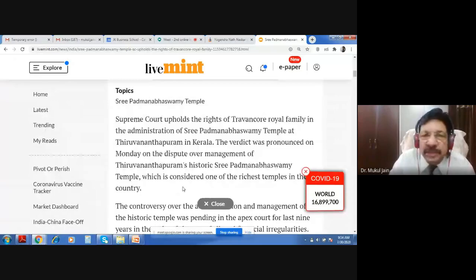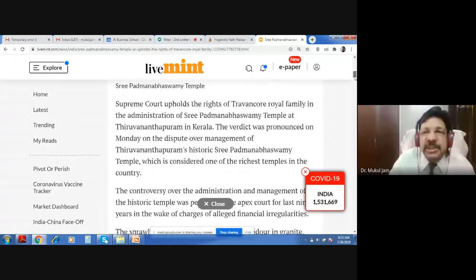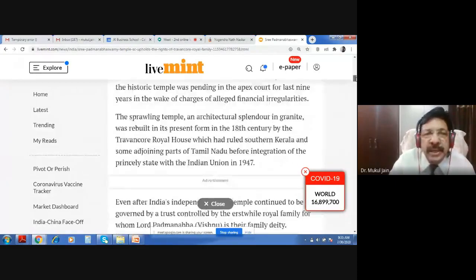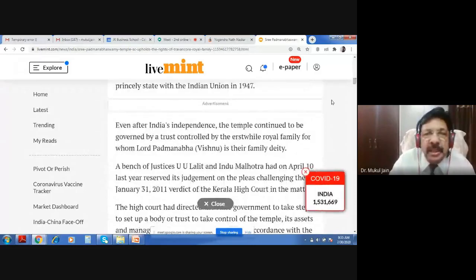And the controversy over the administration and management of the historic temple was pending in the apex court for the last 9 years in the wake of charges of alleged financial irregularities. The sprawling temple, an architectural splendor in granite, was rebuilt in its present form in the 18th century by the Travancore royal house, which had ruled southern Kerala and some adjoining parts of Tamil Nadu before integration. कभी आप जाओ केरला तो देख के आना इसको, टेम्पल को.